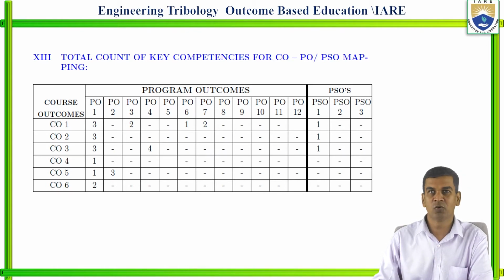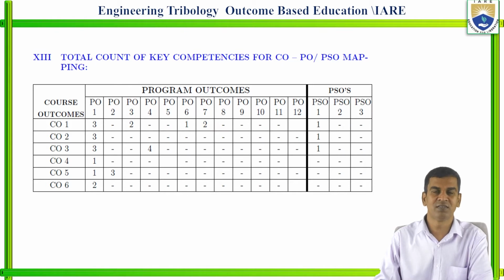Here you can see the course outcomes, program outcomes and the PSOs, and the number of key competencies. For CO1 and PO1, the key competencies are 3. CO1 PO3 is 2. CO1 PO6 is 1. CO1 PO7 is 2. Again, CO1 PSO1 is 1.